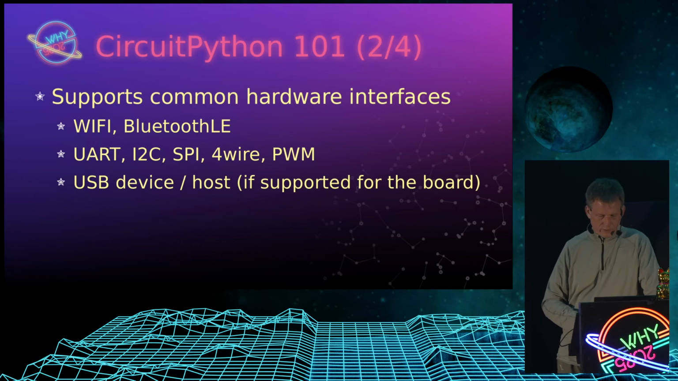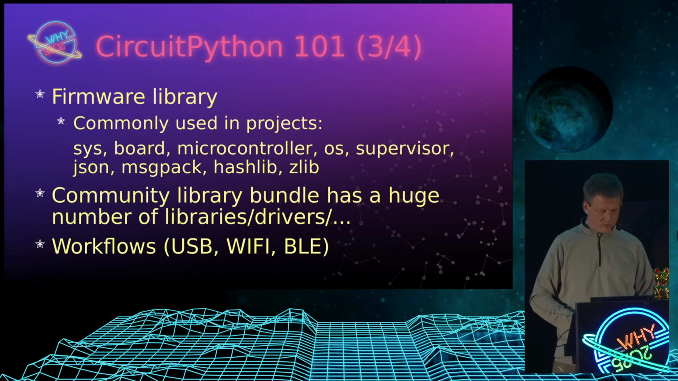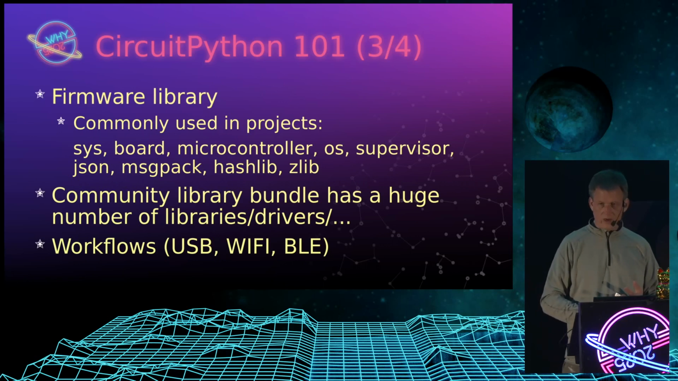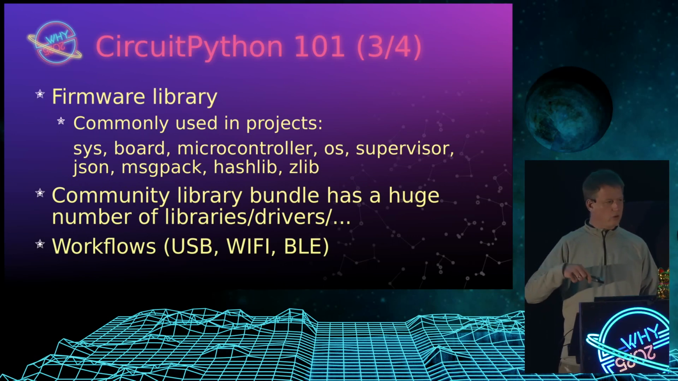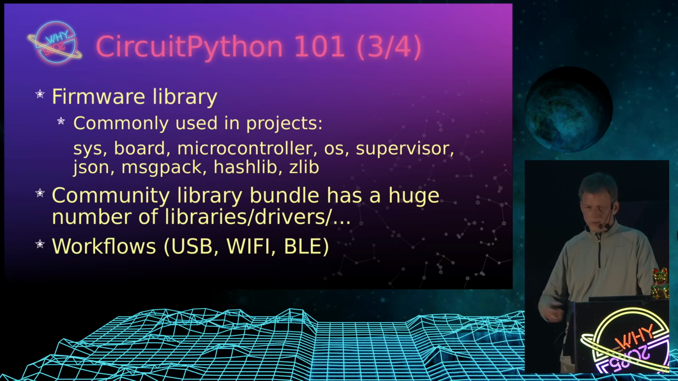So next up, firmware library. What comes with CircuitPython, or for the most part also with MicroPython: sys, this probably from regular Python. So board and microcontroller are obviously very hardware specific. OS is a rather empty module. There's not much aside from getenv in there. Supervisor is a module with which you can control the Python interpreter running on the board. So restart an application, set an application to run on next boot, or whatever that you can do.